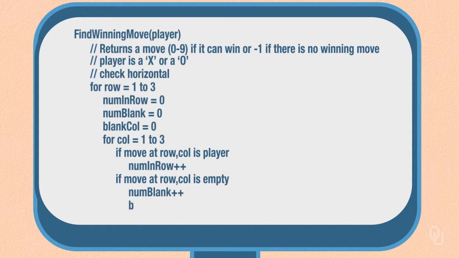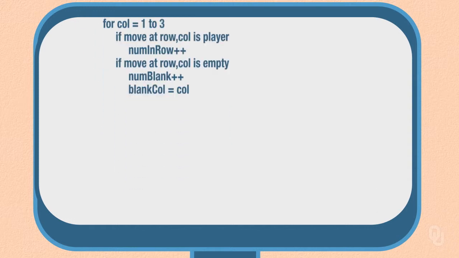And we're also going to note what column this is. So we're going to save that: blank col equals the column that we're in. And at the very end, for this row, after you've gone through the columns, you're going to check something.